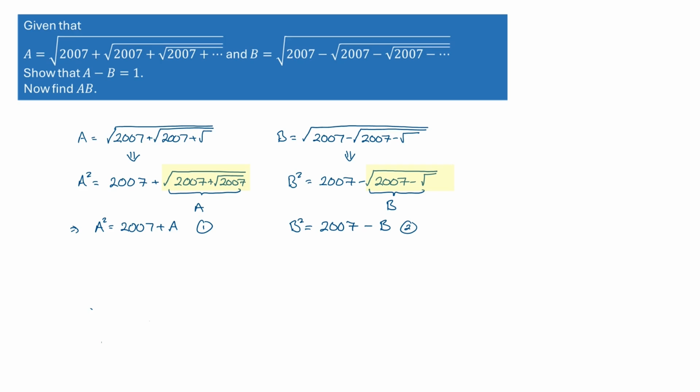So my next step is I'm going to do equation 1 minus equation 2, which is going to give me A squared minus B squared equals 2007 minus 2007, which goes away, and A minus minus B, which is A plus B. Now, I actually did something there without really explaining why I was doing it. So there's an element here of just experience and knowing what's going to happen.